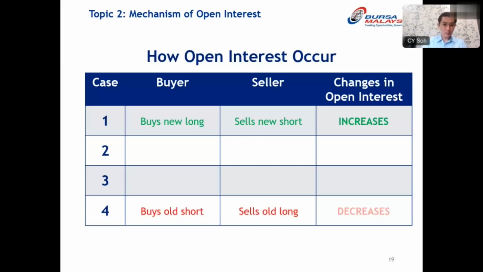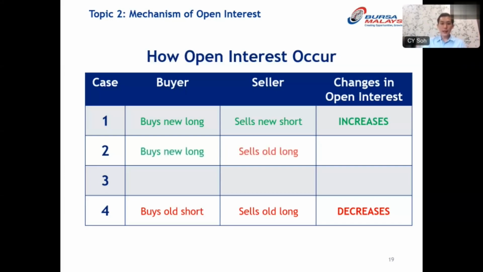In case number 4, both the buyer and the seller are closing their existing position, regardless of a long position or short position. Both of them are closing their own old position in the market. So the open interest would decrease accordingly. Okay, so number one and number four would be easy for you to understand. When people enter the market, open interest increases, and when people exit the market or close their position, open interest would reduce. So now comes case number 2 and number 3.